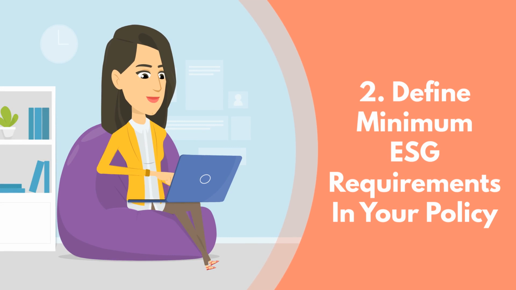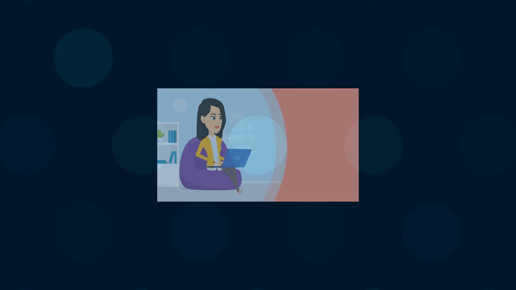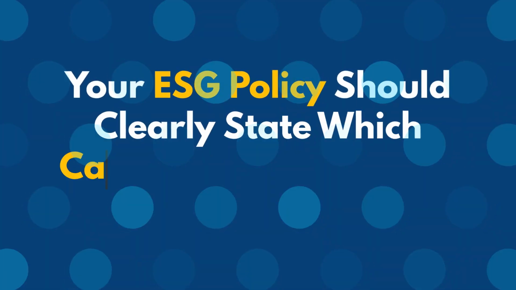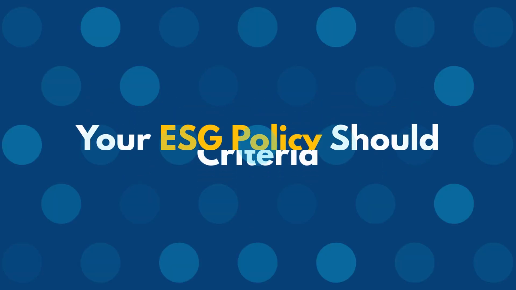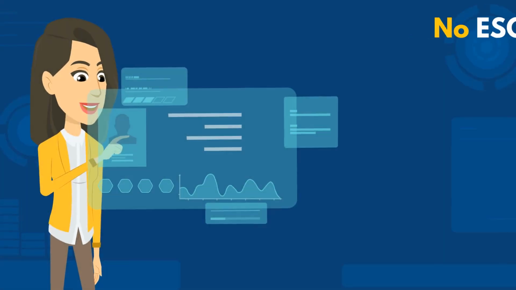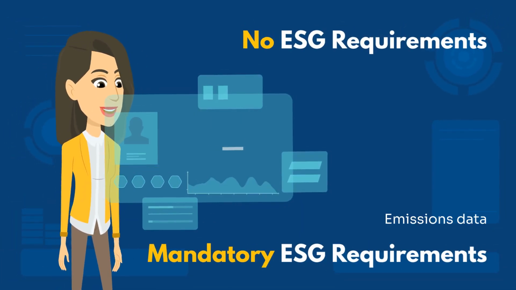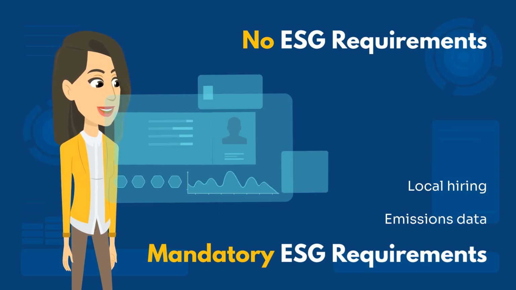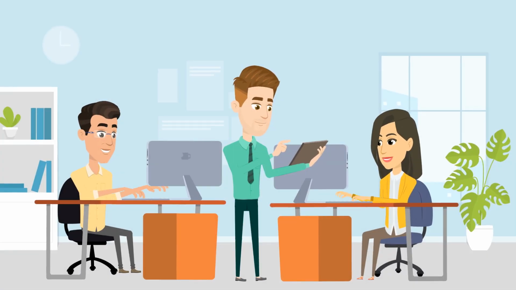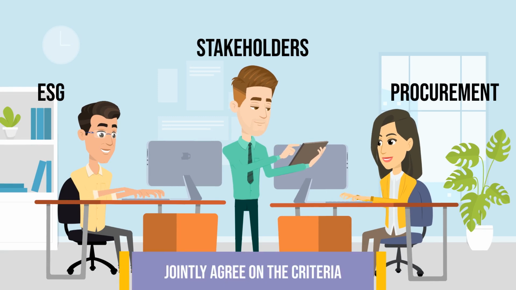2. Define minimum ESG requirements in your policy. Your ESG policy should clearly state which categories require ESG criteria and what the minimum requirements are. Some categories might have no ESG requirements. Others might have mandatory ones, like emissions data or local hiring, built into the procurement process. It's also important to align internally. ESG, procurement, and technical stakeholders should jointly agree on the criteria before each tender is launched.